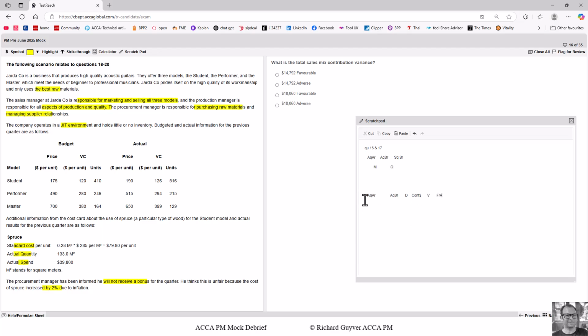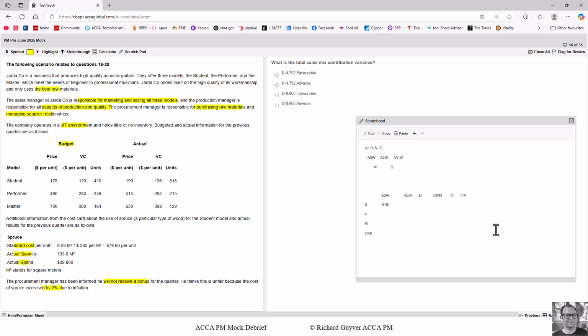The scratch pad is a bit clunky, you have to use spaces because you can't use tabs. Actual quantity, actual ratio is going to be compared to the actual quantity standard ratio. I'll find the difference. I'll multiply by the contribution, which I'll calculate from the budget. Let me highlight that just to make it clear that's the one to use. Then I'll get the variance and then I'll work out if it's adverse.